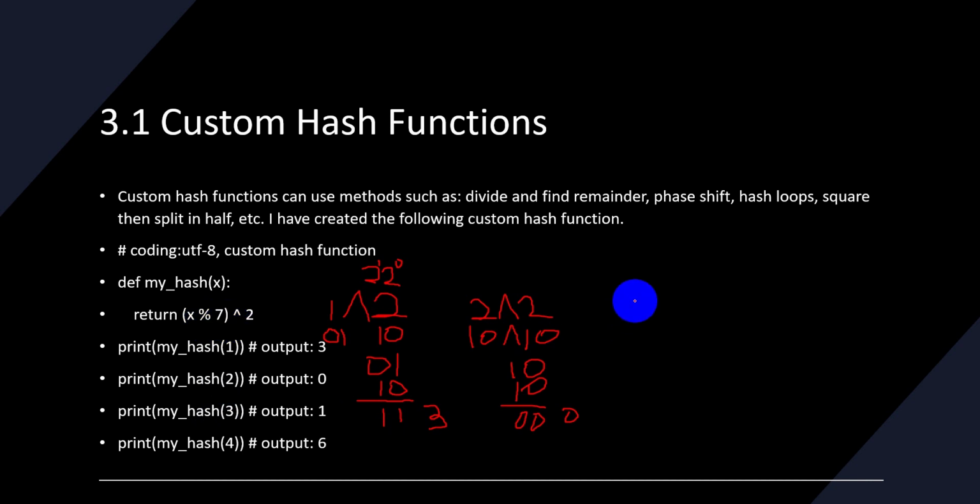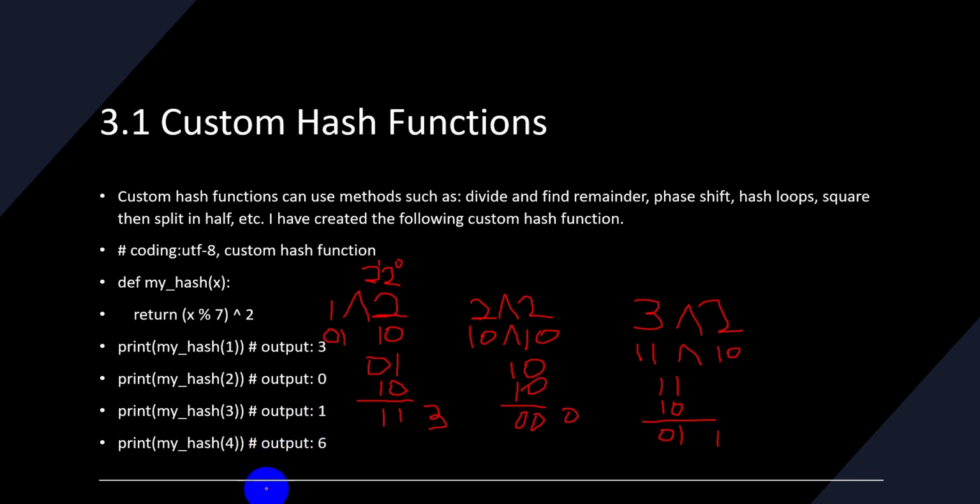3 mod 7 equals 3, and then 3 XOR 2. This 3 in binary equals 2 plus 1, so it's 1, 1, and then XOR 1, 0. We stack them on top of each other. This is different, so 1. This is the same, so 0. 0 and 1 back into decimal equals 1, so the output is 1.